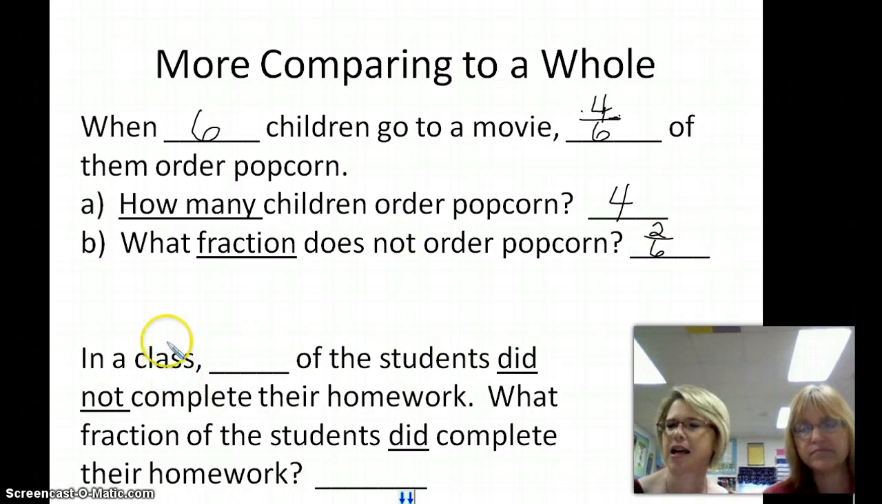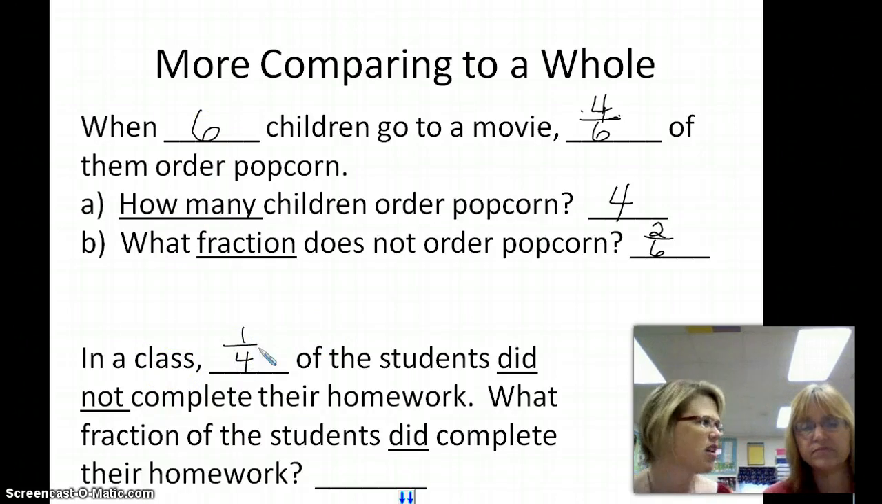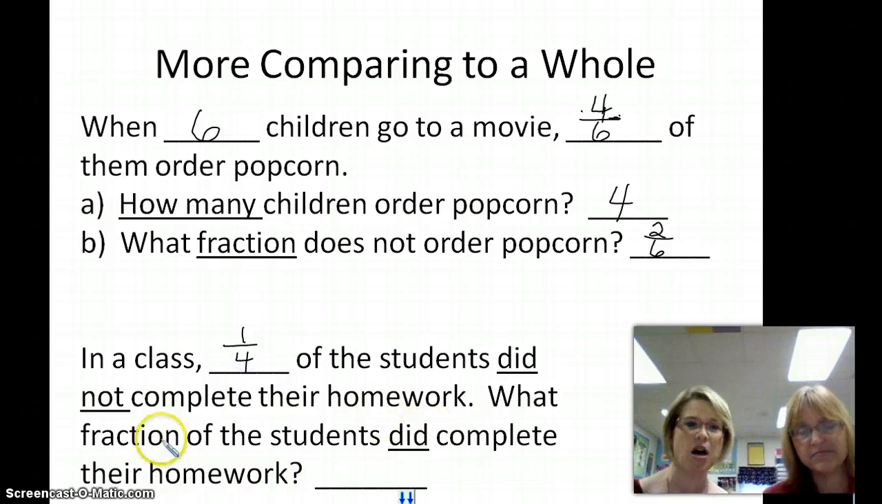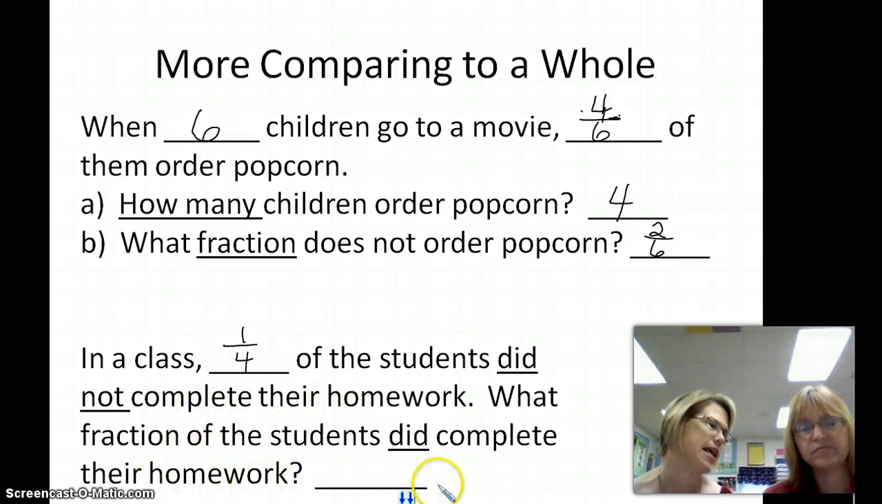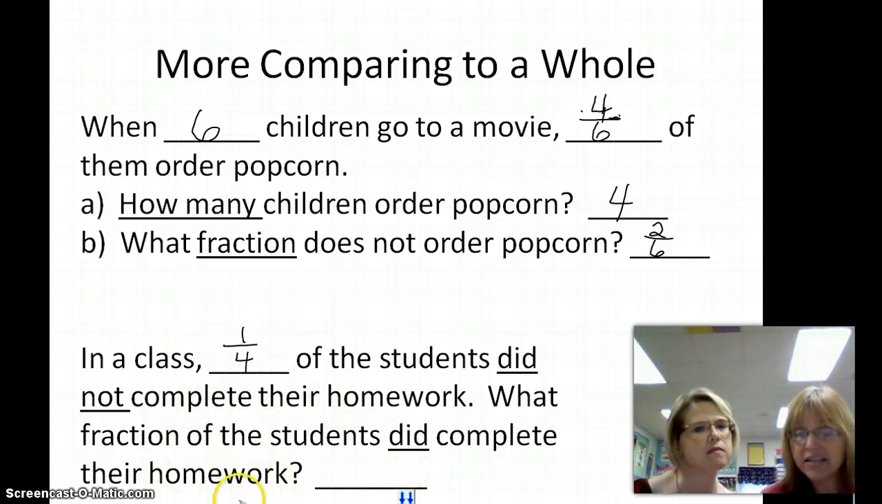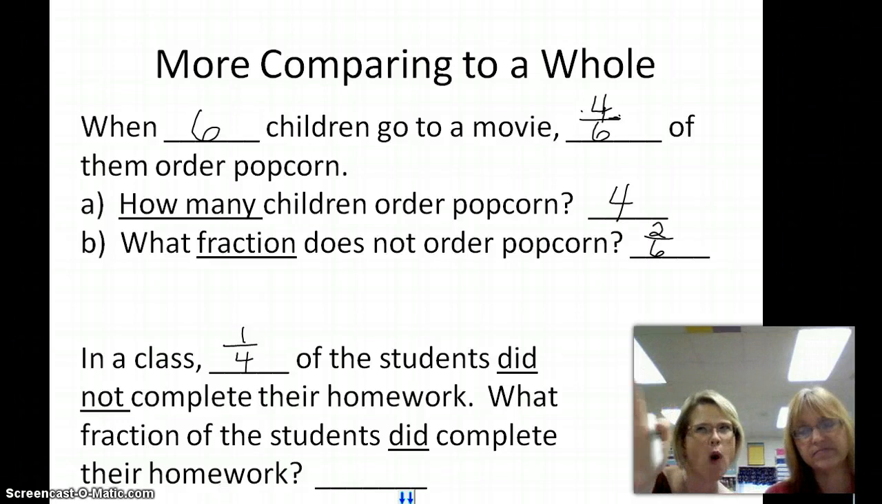In a class, 1/4 did not complete their homework. Wow, that's not very good. That's a lot of kids. But we have to look at the kids that did do their homework. If 1/4 did not complete their homework, what fraction did complete it? 4 minus 1 is 3, so it's 3/4. Because the class is divided into 4 parts, and one of those parts did not do their homework, so there are 3 remaining parts that did do their homework.